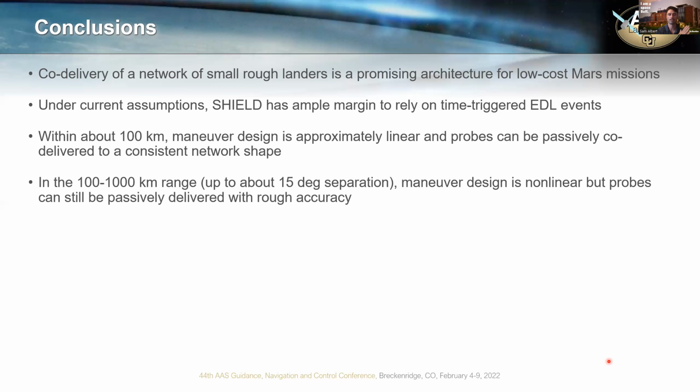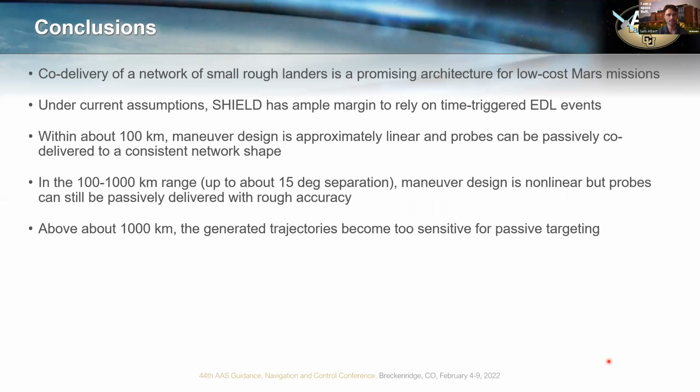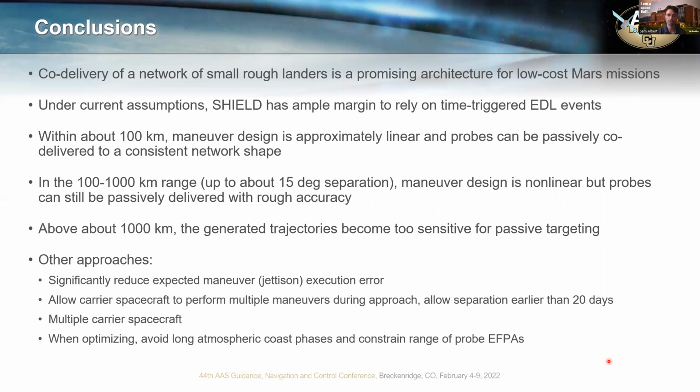Then in the range from about 100 to about 1,000 kilometers, in other words, up to about 15 degrees in separation, maneuver design is nonlinear, but the probes can still be passively delivered to the network with rough accuracy. And then above that separation, the trajectories we generated here really just become too sensitive for passive targeting to be realistic. There are certainly other approaches, though.